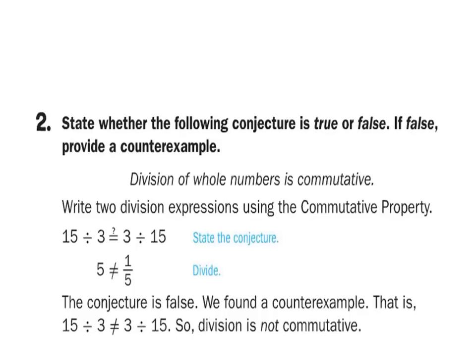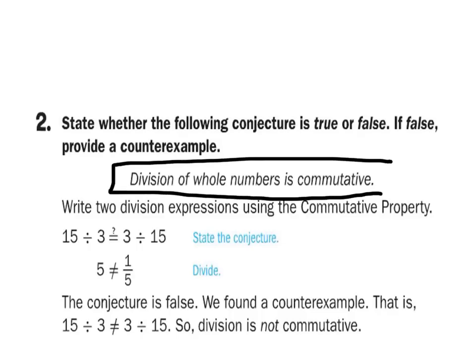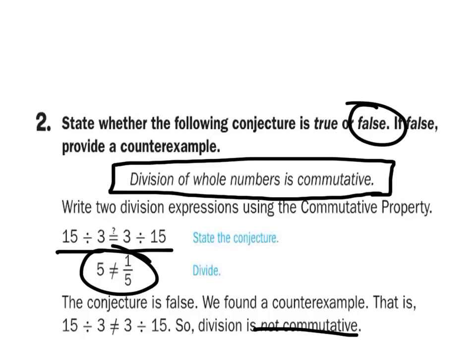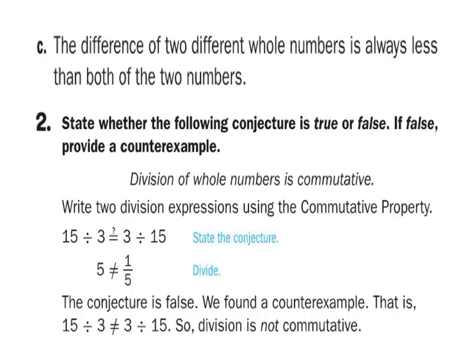So we're just looking at division of whole numbers is commutative, okay? They've already given us an example, 15 divided by 3. We're going to commute the 3 in front. Does it equal 3 divided by 15? No, it does not. 5 is not equal to 1/5. So it is not commutative. It's false. The difference of two whole numbers is always less than both of the two numbers, okay? In other words, is the answer always less than both of the two numbers?